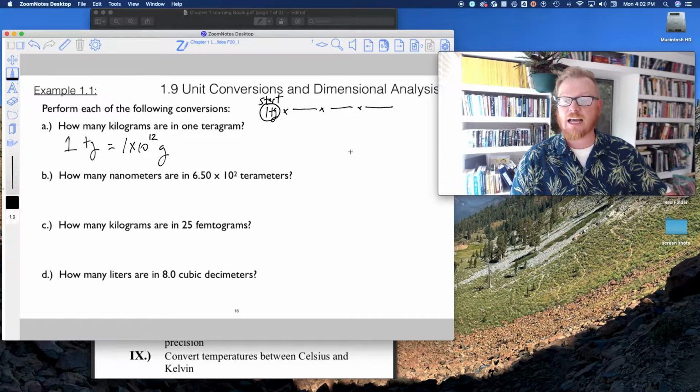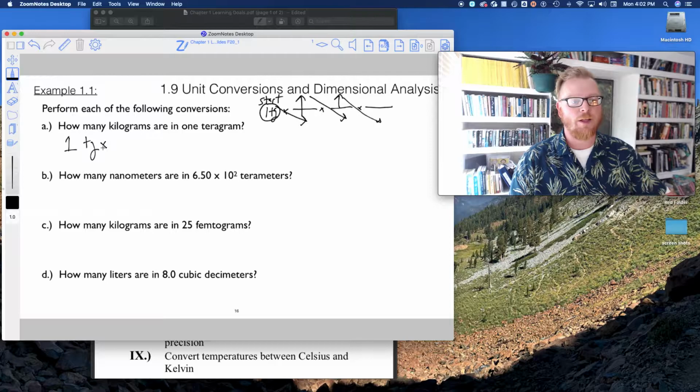And the pattern that I like to do is to start at the top and go to the bottom, and then go up, and then go to the bottom, and then go up until I'm done. And how do I know when I'm done? Well, I know when I'm done because I end up with the unit that I want, okay?